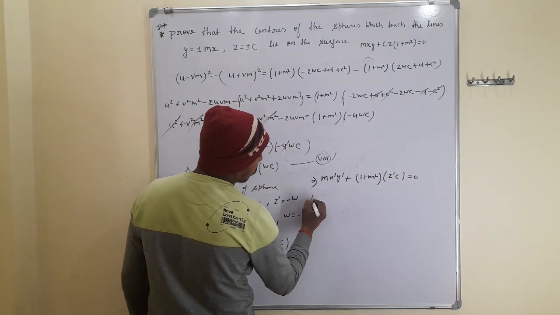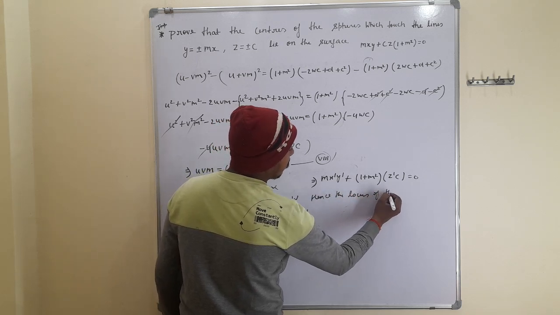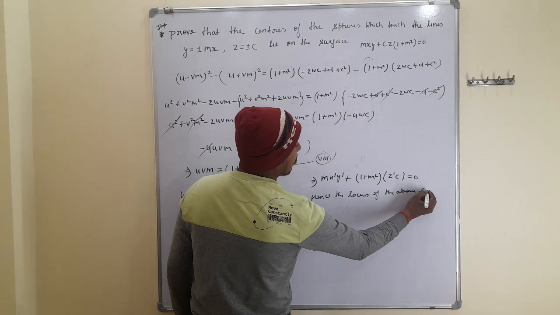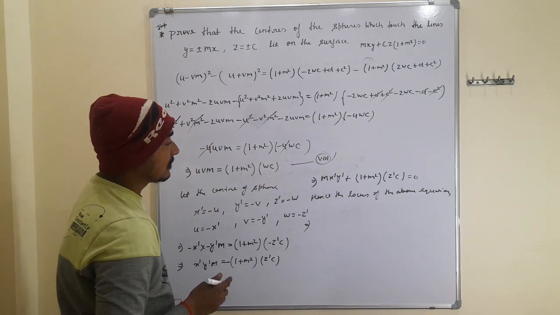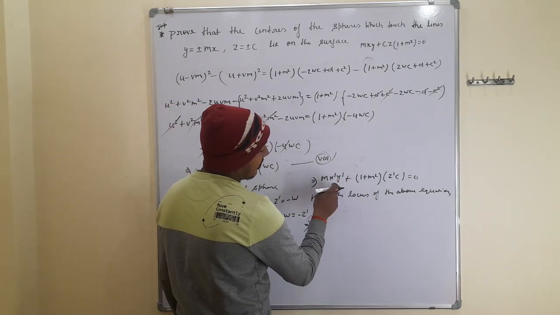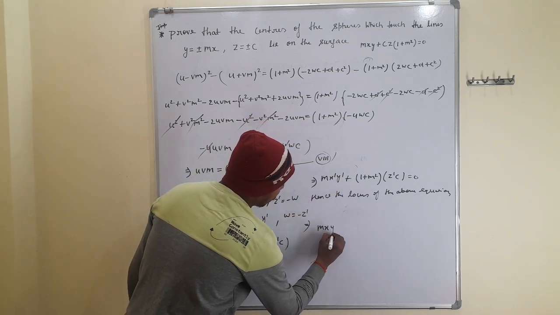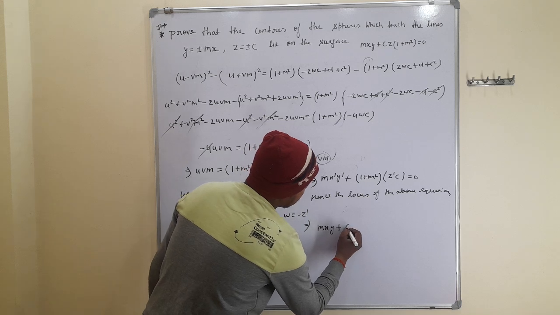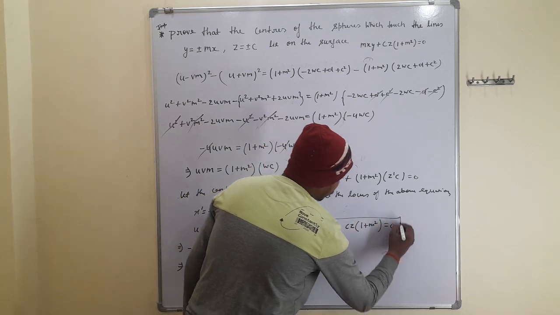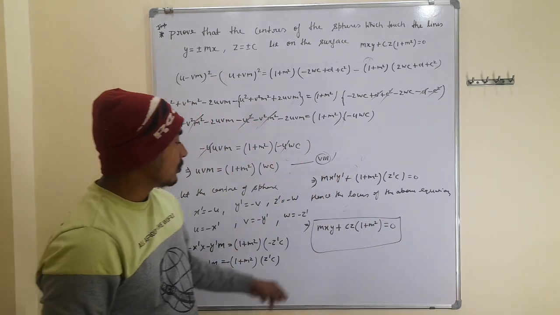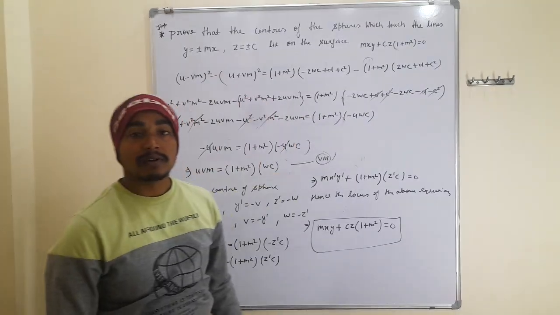Hence the locus of the above equation, replacing x dash, y dash and z dash by x, y, z, we write mxy plus cz (1 plus m square) is equal to 0. This is the required solution of the given problem. We have to prove this mxy plus cz bracket 1 plus m square is equal to 0. Thank you class and thank you for watching.